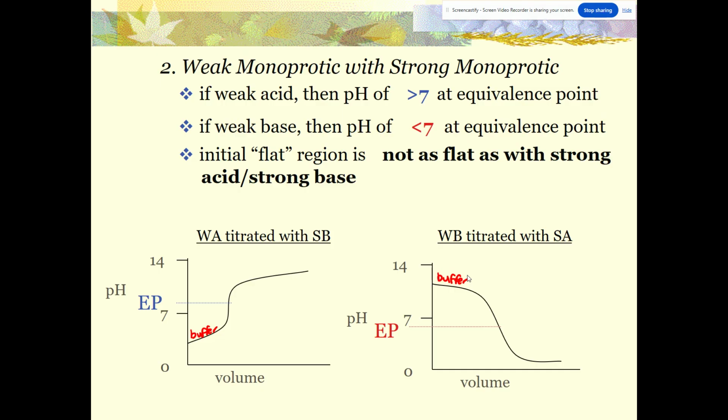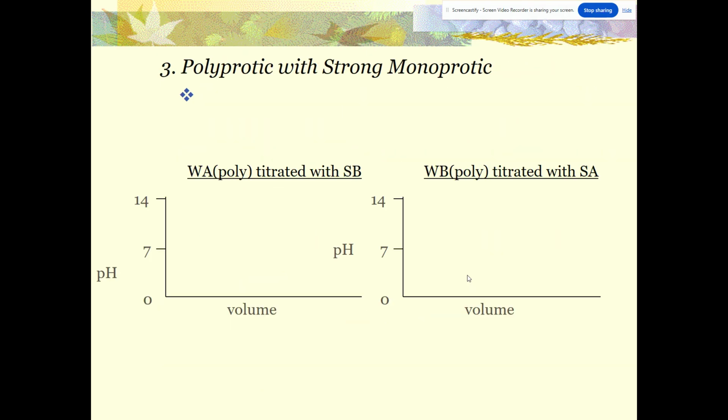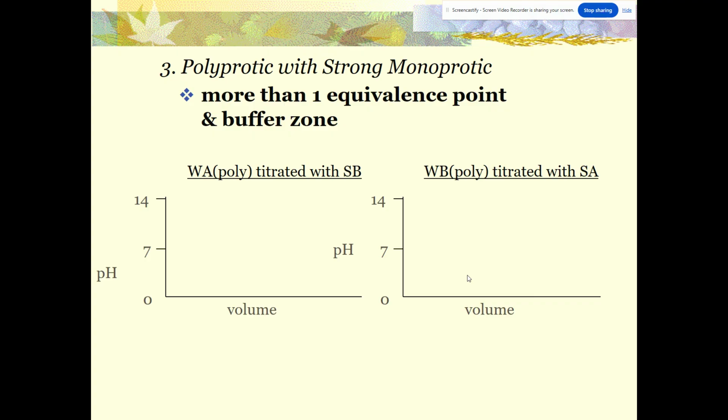Now, the third set of graphs that you can have are polyprotic. Sorry, your titrant will always be monoprotic strong, but your sample can be polyprotic. If it's polyprotic, like I said, it's going to have more than one buffer region and more than one endpoint. This is probably a diprotic acid that is being titrated with a strong base. This is your buffer region 1. This is your buffer region 2, and those are your 2 endpoints.